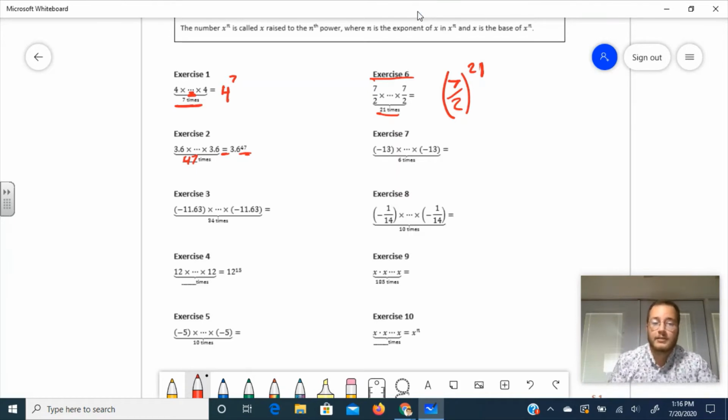All right, so then let's look at exercise 7. -13 repeated a total of 6 times. So my base is -13.